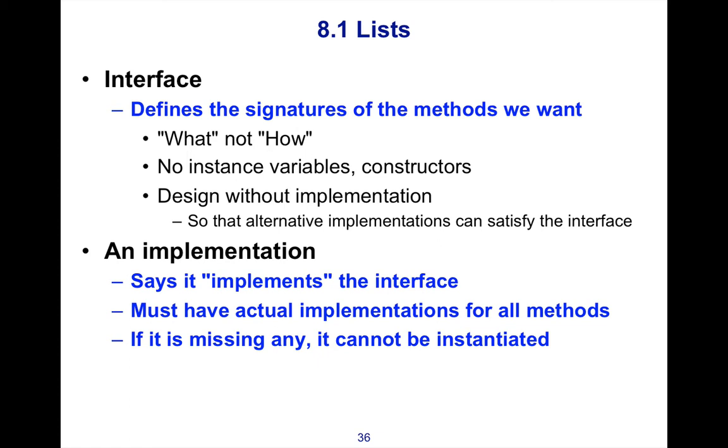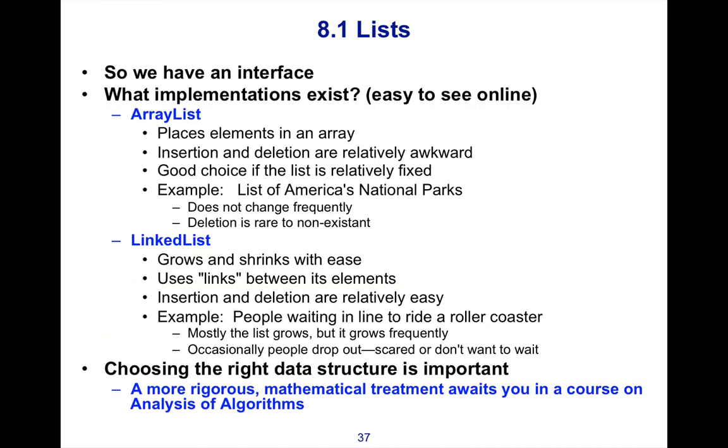So for list, what implementations exist? It's easy to see these online, but let's talk about two of them. ArrayList is one such implementation, which implements a list as an array. Each of the elements we add to the list is placed into the array in succession. Now, inserting into an array, suppose you want to insert into the middle, is relatively awkward because you have to move all the elements down to make room for the new element that you're inserting.